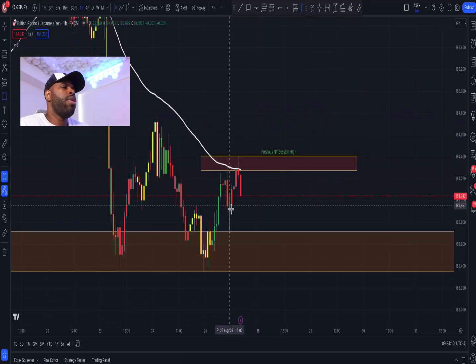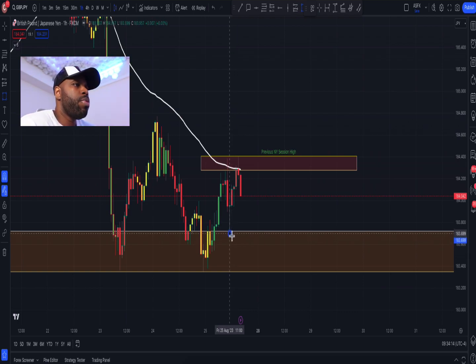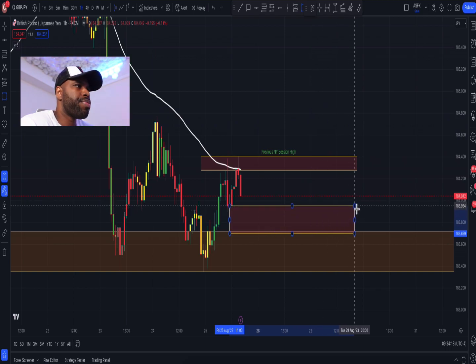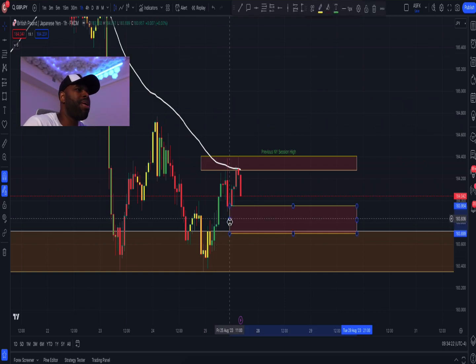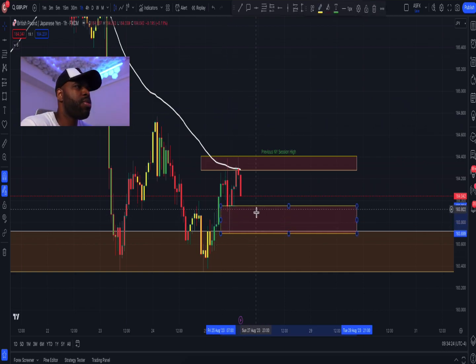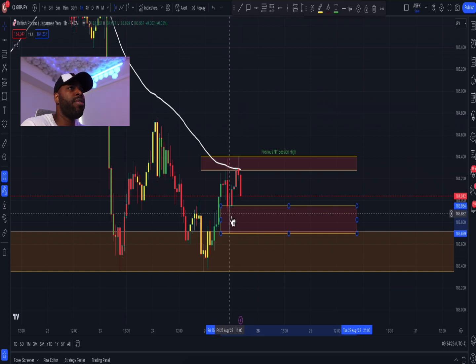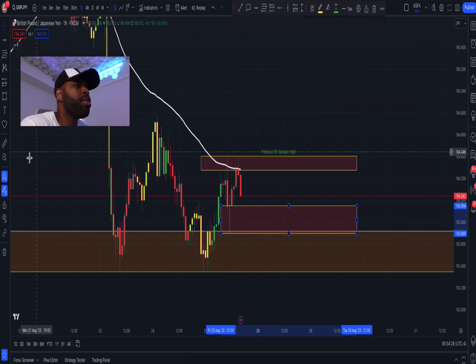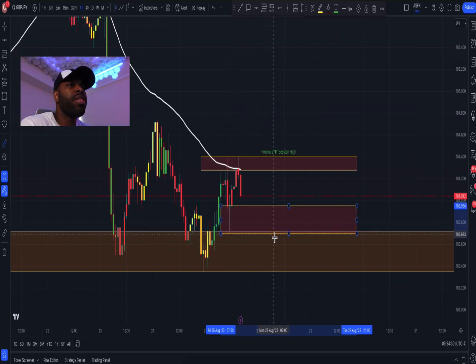Now, in this case, there's a long wick here. I'm going to draw from the wick all the way up to the body here. I don't want my zone to be that big, okay? I really don't want my zone to be that big. So what I'm going to do is break it down to a lower time frame to tighten this up a little bit, because this zone is too big.